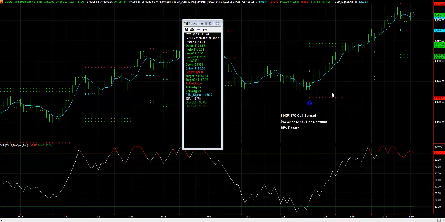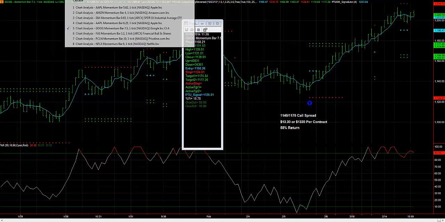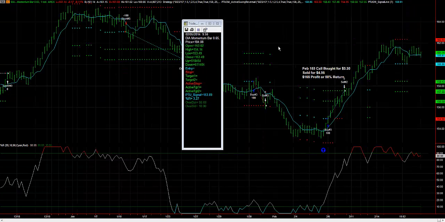So this position did hit full target. You can see it was a really nice move to the upside. It was a 55% return, about $700. But again, I did not take it. In all fairness, I want to be transparent here. I did not take this trade personally. A third trade that I actually did take was on the Dow ETF.